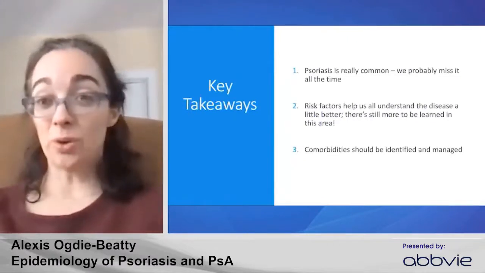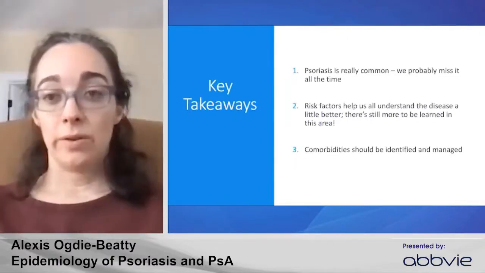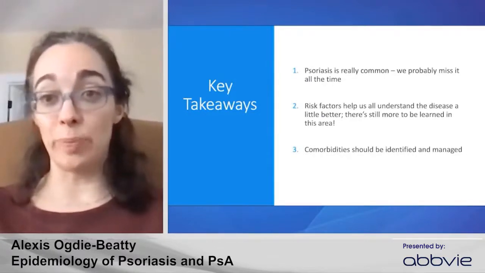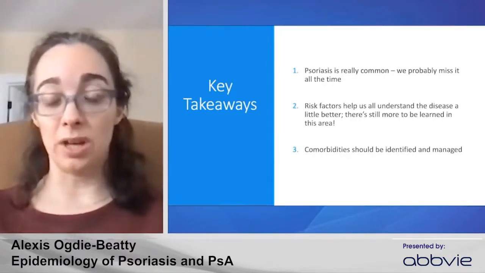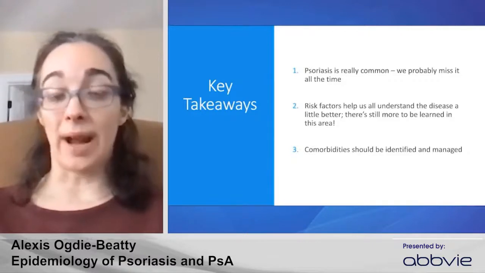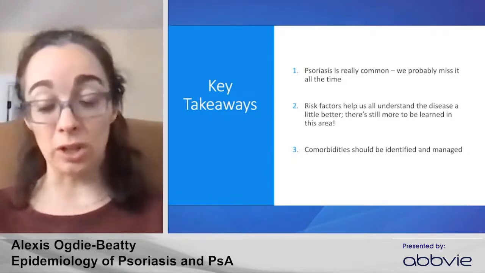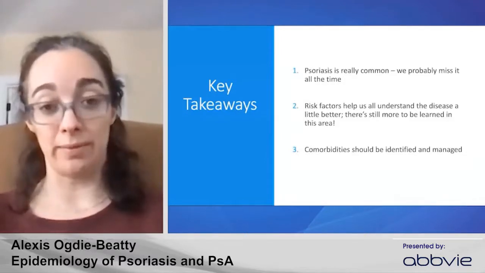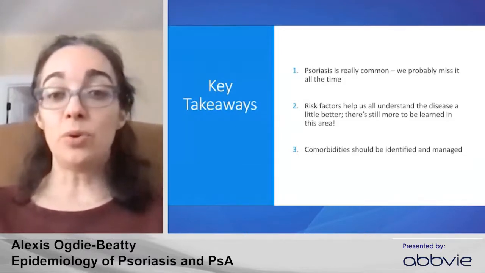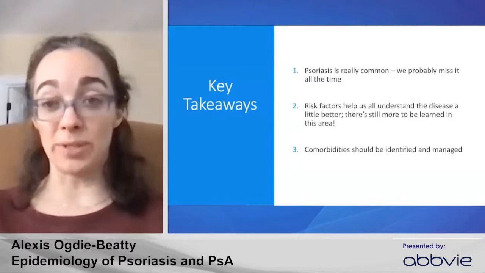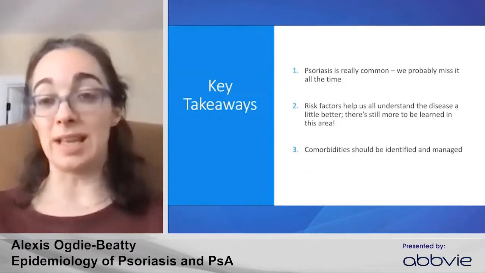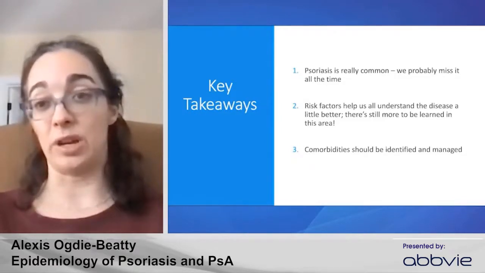All right, so let's go through some of those key takeaways again. First, psoriasis is very common in the United States, around 2 to 3% of the US adult population. So it's important to be able to recognize this among our patients and to look for it, particularly in those patients with undifferentiated inflammatory arthritis and joint pain. Number 2, risk factors can better help us understand the disease, but there's still a lot to be learned. I think this is a really exciting space to watch in the next few years.